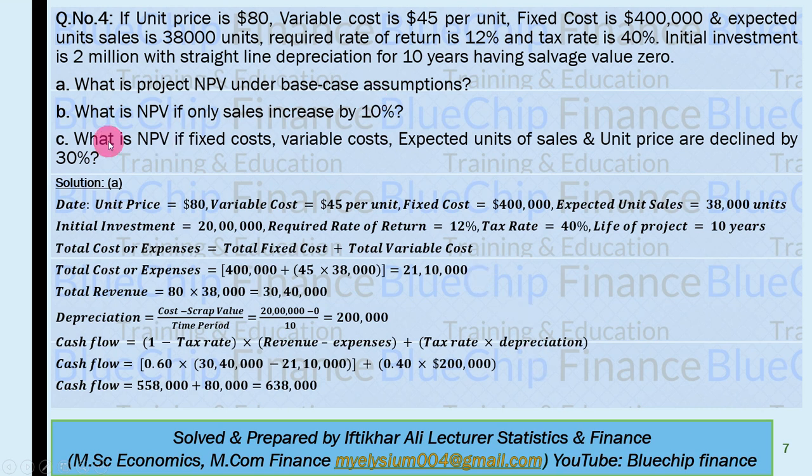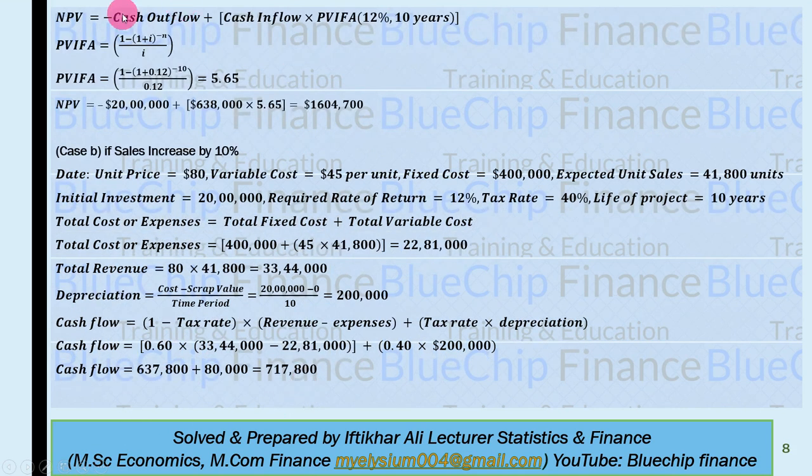And in case C, we reduce fixed cost, variable cost, expected unit sales and unit price by 30%. So the rest of the process is the same as we adopted before. So you can just pause the video and the solution is given here. That is the solution A, in which cash flow is 638,000 and for NPV at 12% for 10 years, your PVIFA factor is 5.65 and your NPV will become 1,604,700.